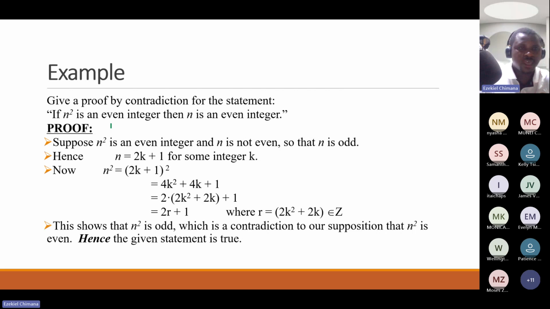So let's look at this example, which says: give a proof by contradiction for the statement, if n squared is an even integer, then n is an even integer.